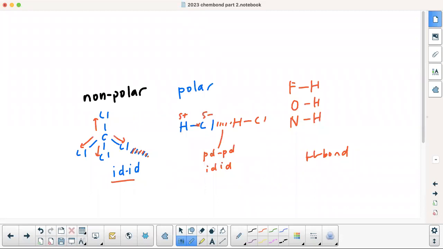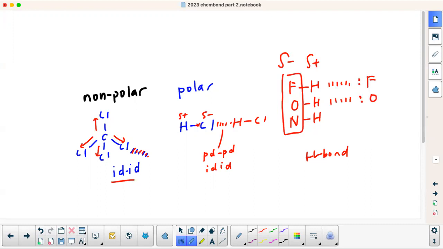When it's attached to F, O, or N, because all these are very electronegative atoms, this very delta minus will make the H very delta plus, and then it will be hydrogen bonded to a lone pair on an F, or hydrogen bonded to a lone pair on an O, or hydrogen bonded to a lone pair on a nitrogen. But very important.